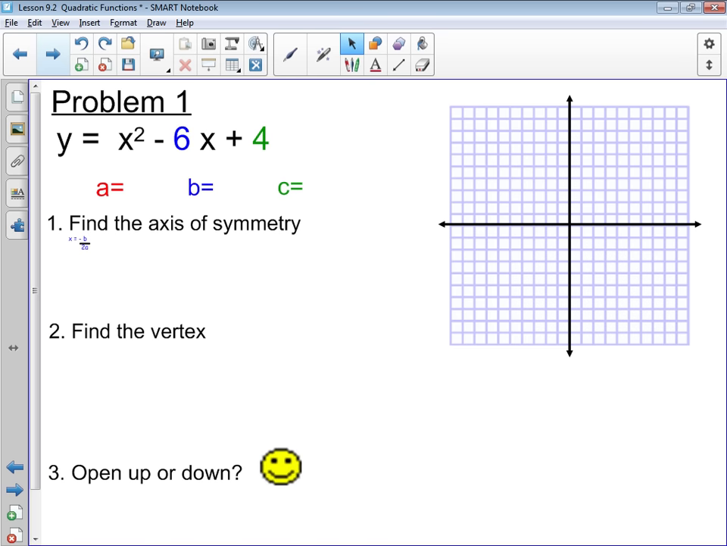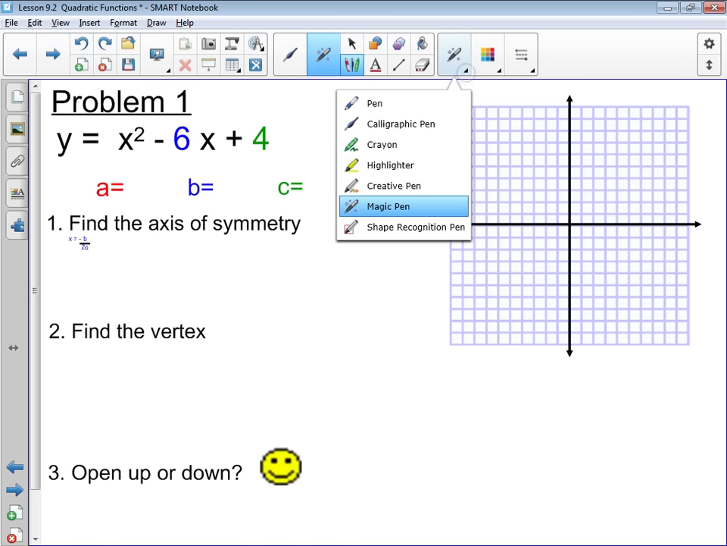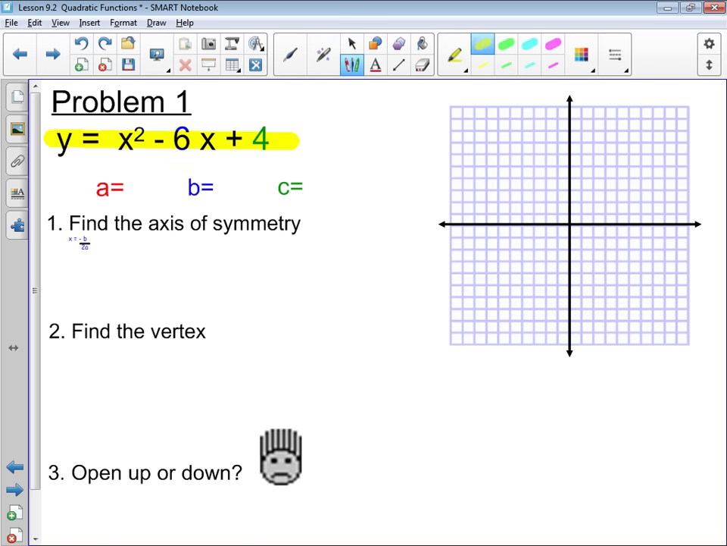What you should write down right now in your notes is problem 1 and this equation, y equals x squared minus 6x plus 4. I'm going to give you 5 steps that will help you graph a parabola when you're given a quadratic function. Now notice we're not using a t-table because the equations you're going to see today are a little more complicated than the ones that you saw in the last lesson.